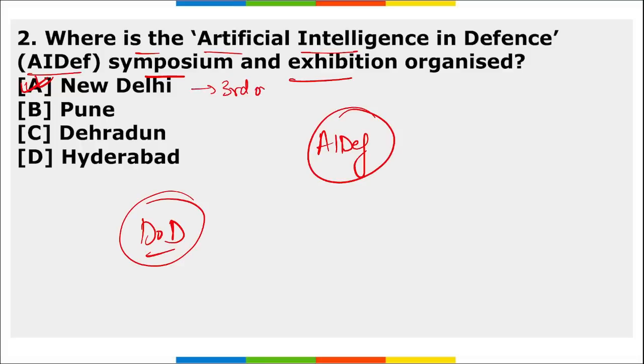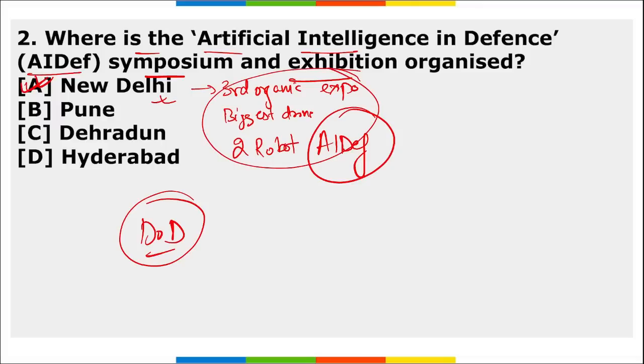Third, Organic Expo. Biggest drone mela. 2 robots into the firefighting fleet. These all were organized in New Delhi only.